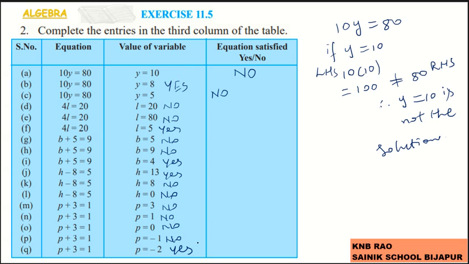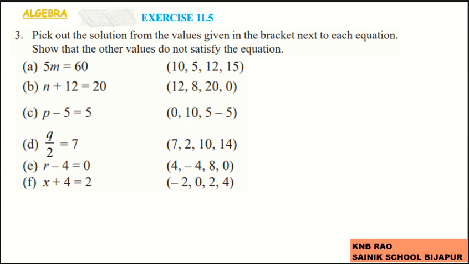Now coming to the main question number 3 in the exercise 11.5, we are given 6 sub questions from A to F. Pick out the solution from the values given in the bracket next to each equation.